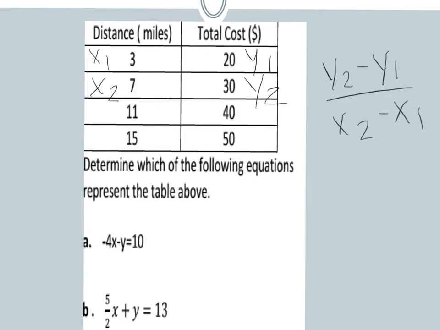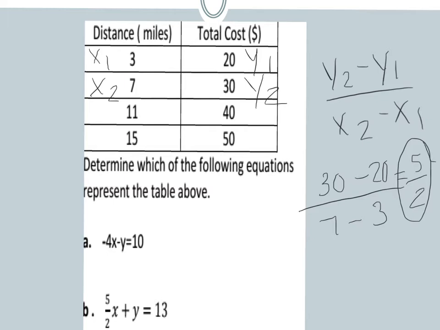So now we're going to plug those values in our equation. So our y2 is 30. My y1 is 20. All over. Now I'm going to go to my x value. So it's going to be 7 minus 3. When you put it in your calculator, you're going to get 5 halves. If you don't get 5 halves, it's because you typed something wrong. This is the time when you go up and ask me and say, hey, Miss Blue, I did not get this equation. Okay, so now this is our slope.